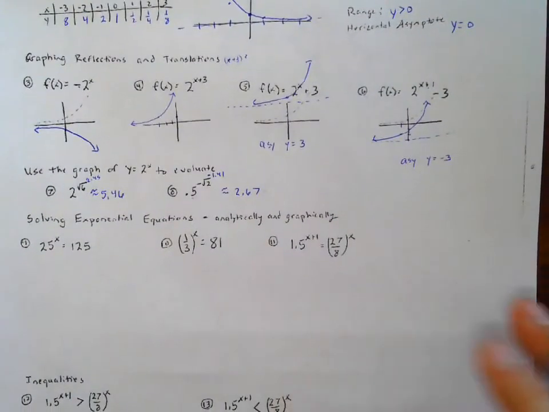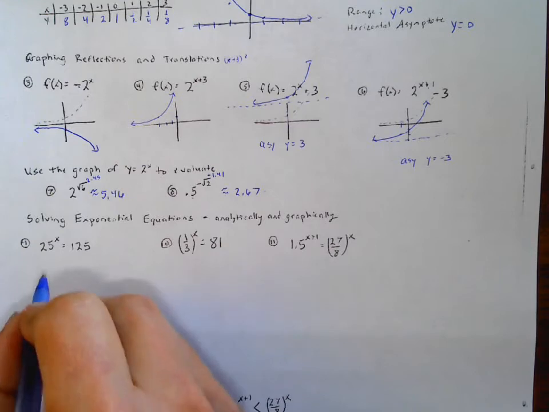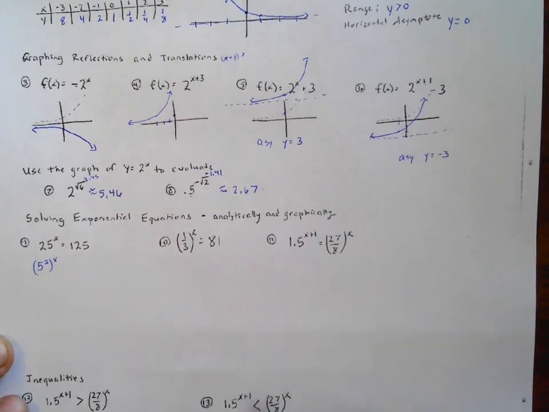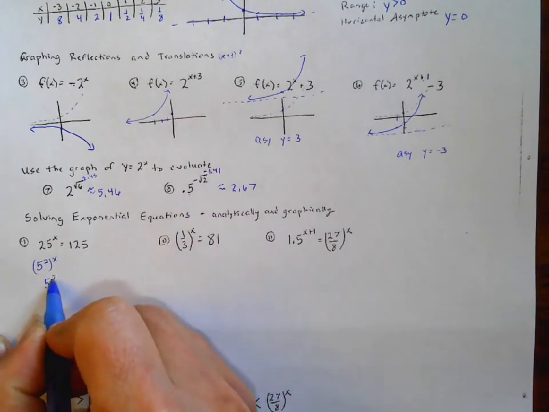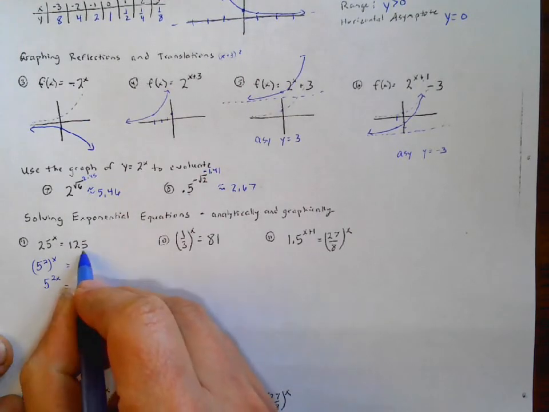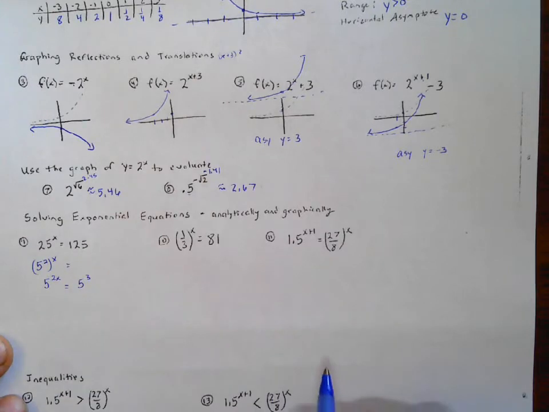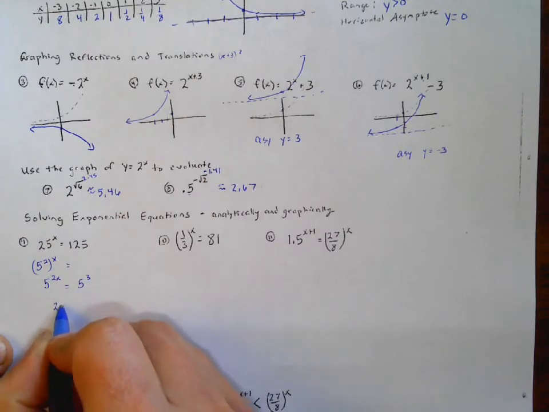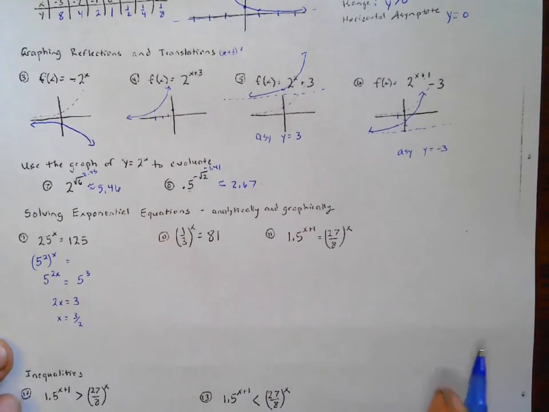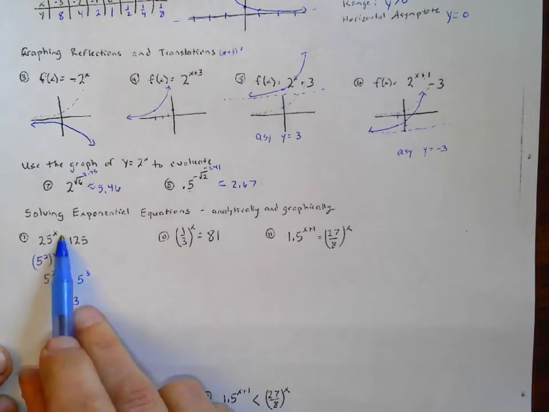Okay, so that's a little bit about the graphs. Let's actually solve them. We're going to do them both analytically and graphically here. To solve them analytically, we want to try and get the same bases to these. So for example, 25 is the same thing as 5 squared. So I could say this is 5 to the 2x right here. On the other side, 5 times 5 times 5 would be 5 to the 3rd. So now that I have the same bases, I can say that 2x is equal to 3. So x is equal to 3 over 2.